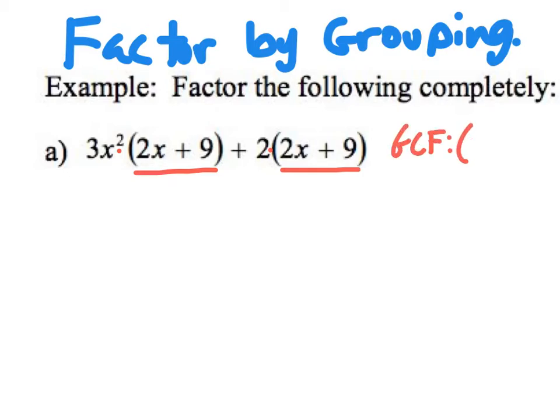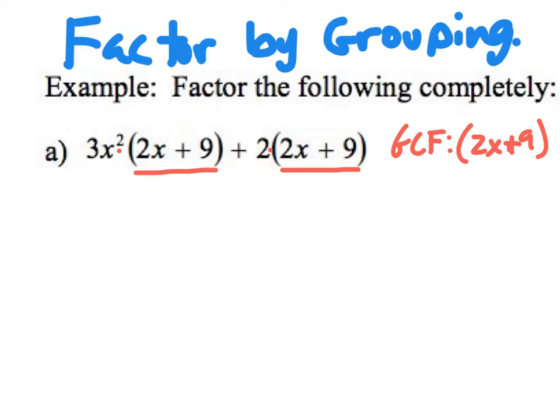Is the phrase 2x plus 9. This is a quantity. I can act as if this is its own separate number, okay? So instead of having a number for your greatest common factor, or a term, we have an algebraic expression like this, 2x plus 9. So this is what I want to factor out, okay?